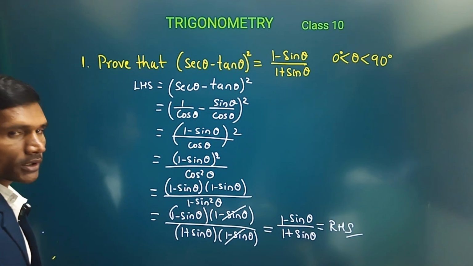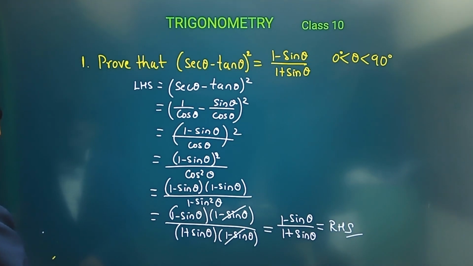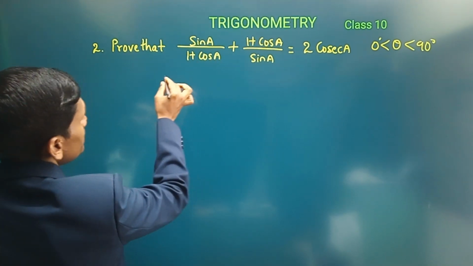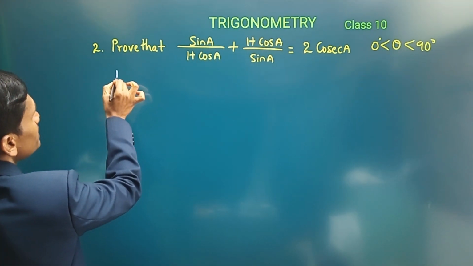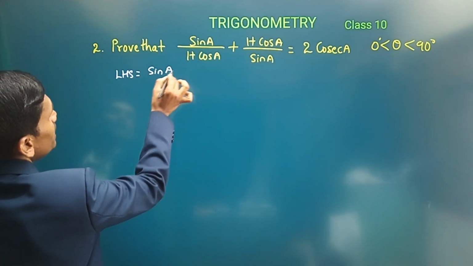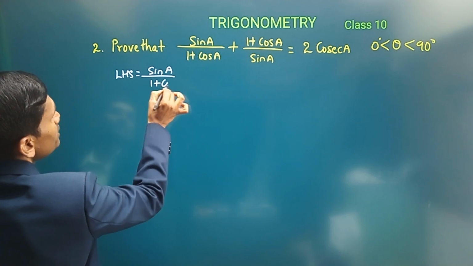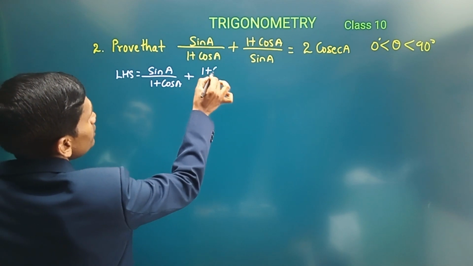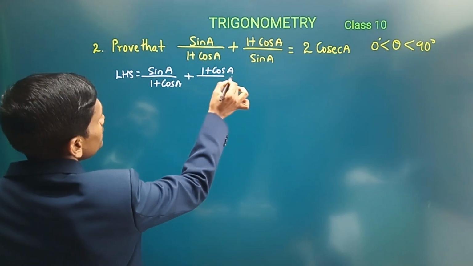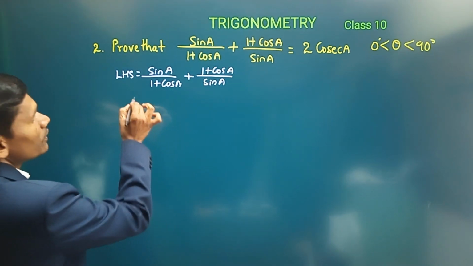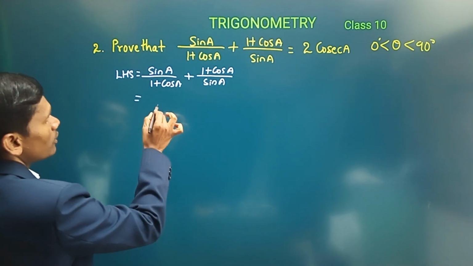This is one. Now let us go ahead with the second one. Try to solve before I solve here. Let us take the LHS. What is given? Sin A divided by 1 plus cos A, plus 1 plus cos A divided by sin A. You need to confirm whether you are completely prepared or not.